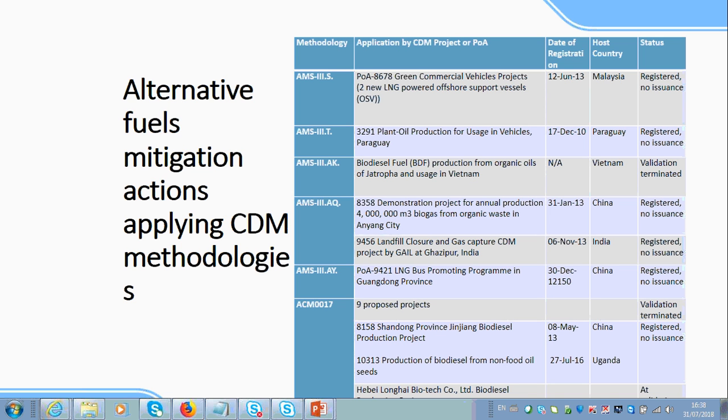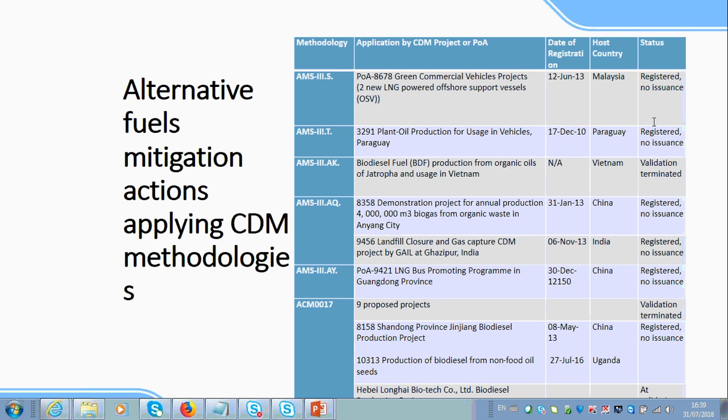So we can see there are different types of projects that can use these methodologies. For example, we see a commercial vehicles project in Malaysia, which put into place LNG-powered offshore support vessels, probably in a port city. We see an LNG bus promoting program in China, which aims to substitute traditional buses with LNG-powered buses. And we can see several projects related to biofuel production in various countries in South America and Asia. These include biodiesel production, non-crude oil, plant oil production, and CNG production. So there are quite a few types of projects that qualify as alternative fuel projects.